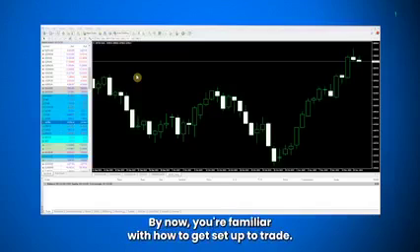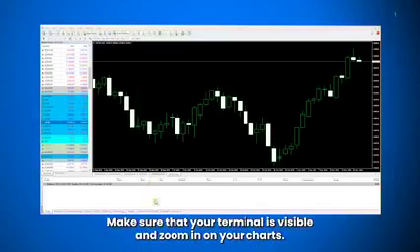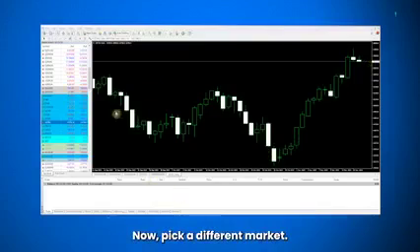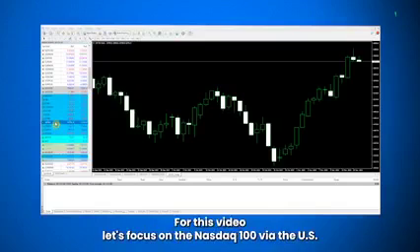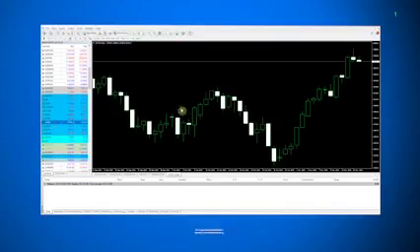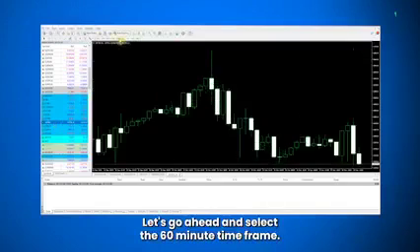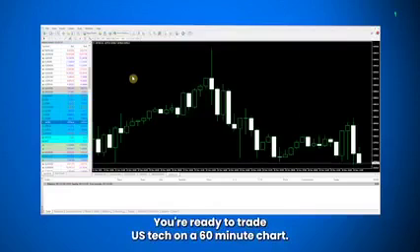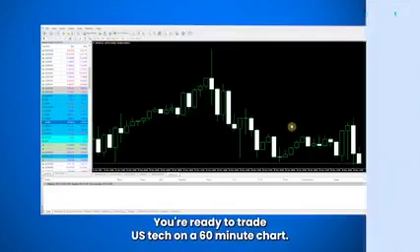By now, you're familiar with how to get set up to trade. Make sure that your terminal is visible and zoom in on your charts. Now pick a different market. For this video, let's focus on the NASDAQ 100 via the US Tech CFD. Let's go ahead and select the 60-minute time frame. Okay, you're ready to trade US Tech on the 60-minute chart.